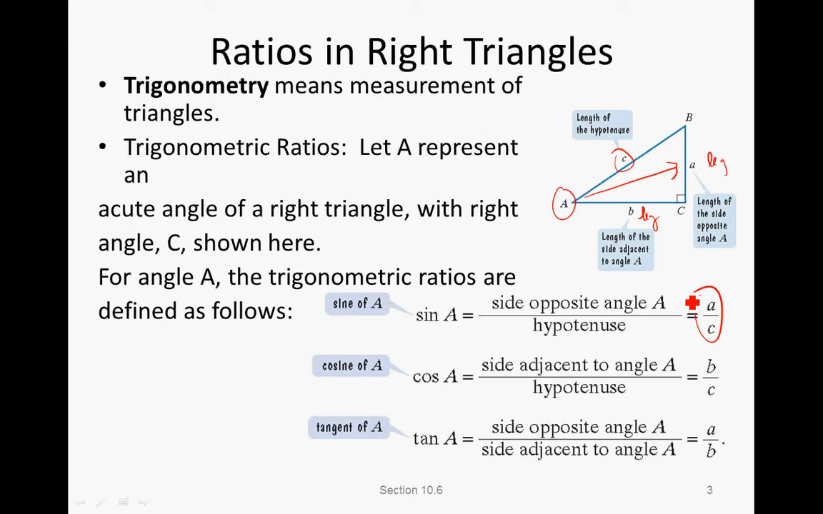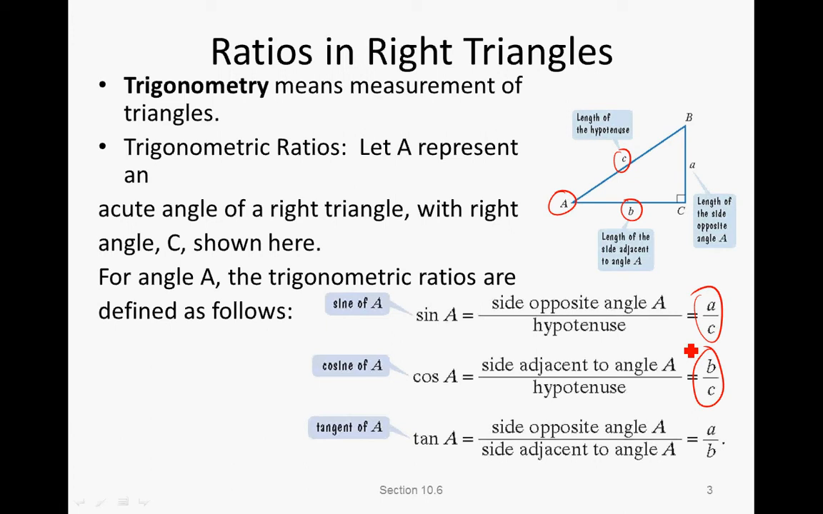Likewise, we could find the ratio of the side that is adjacent to angle A. So here's angle A. The side that is adjacent, or makes up part of that angle but is not the hypotenuse, is side B. And then, of course, the side that is the hypotenuse is side C. So the cosine of A is the ratio B over C. And again, no matter how big we make this triangle, the ratio of B over C for a particular angle, say 30 degrees, is always going to be the same thing.